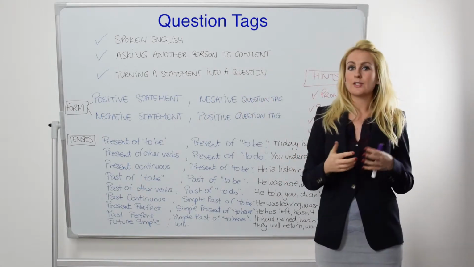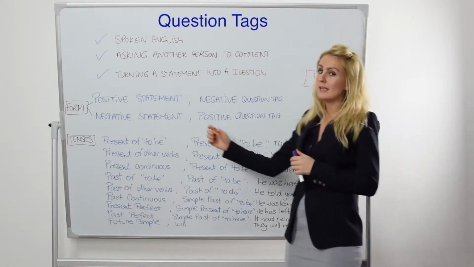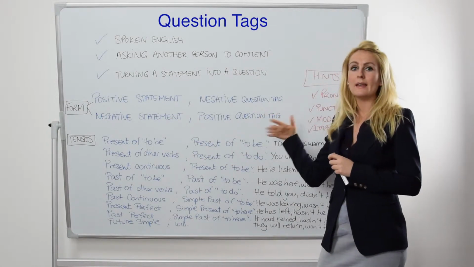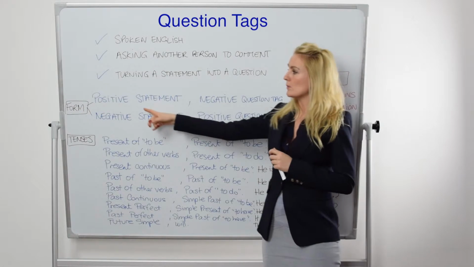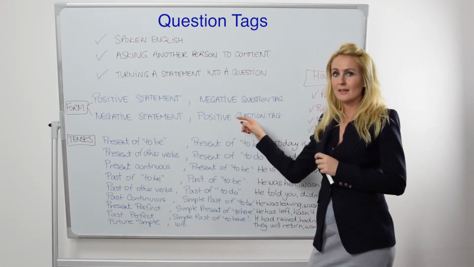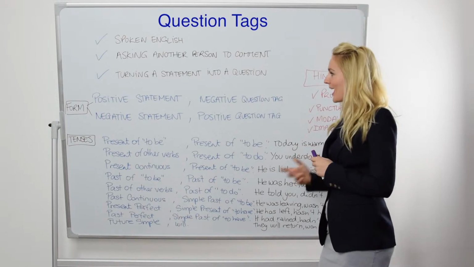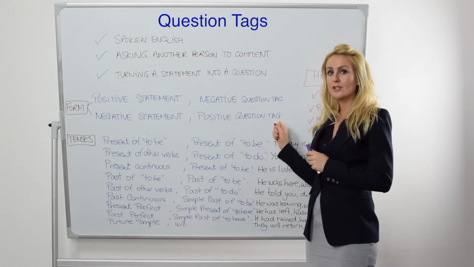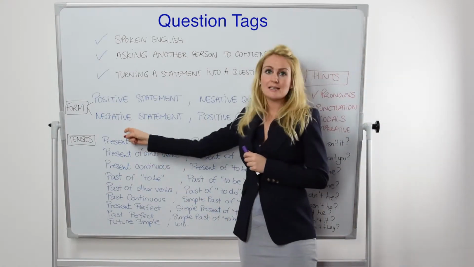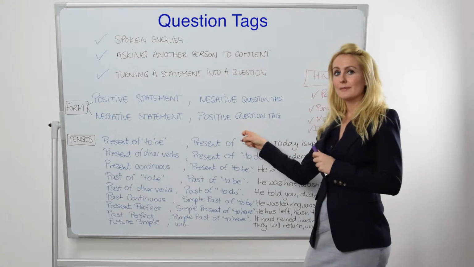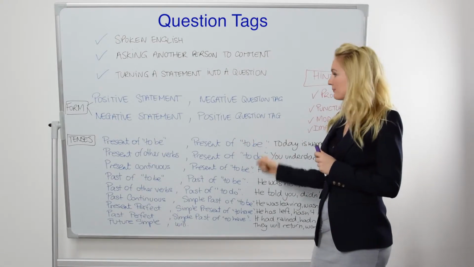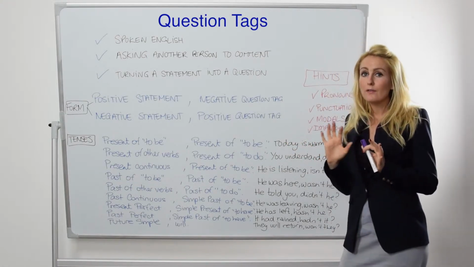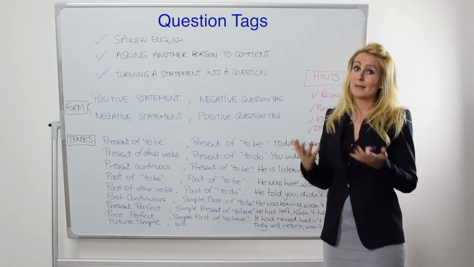Now, how do we create question tags? Well, generally, if our statement is positive, it is warm today, my question tag will be negative, isn't it? It is warm today, positive, isn't it? A negative question tag. What if my statement is negative? Well, then we would expect to see a positive question tag. For instance, it isn't cold today, is it? My question tag is positive, is it? So that is the general rule, the general form. So we'll see that there are very few, but there are, unfortunately, some exceptions.